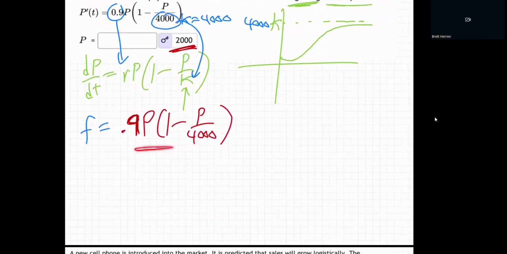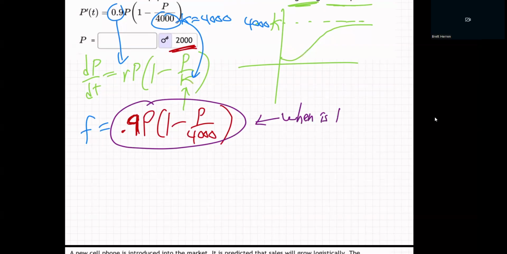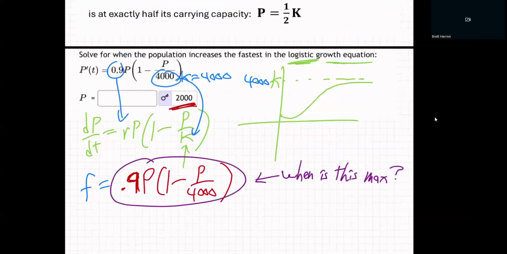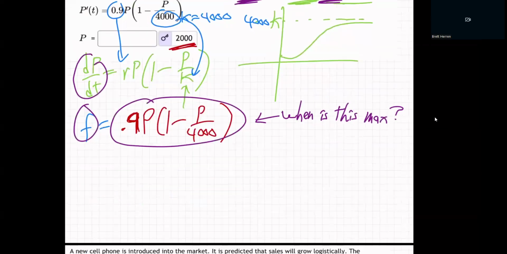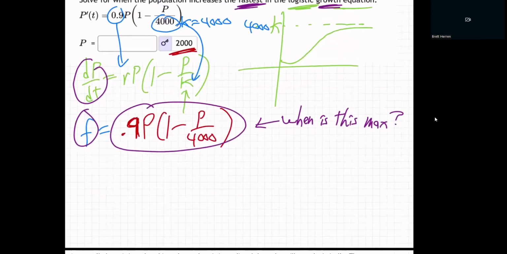Well, if this is the function for the growth, the question being asked is, when is this max? Max growth, that's what they said. Fastest growth. This is the growth, this is the dP/dt, the function. When is that max? Well, how do you find the maximum of anything? What have we learned in calculus about finding the maximum? You take the derivative and set it equal to 0 and solve. That's how you find the max.